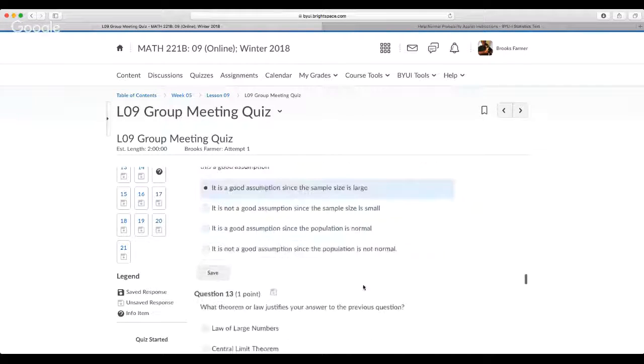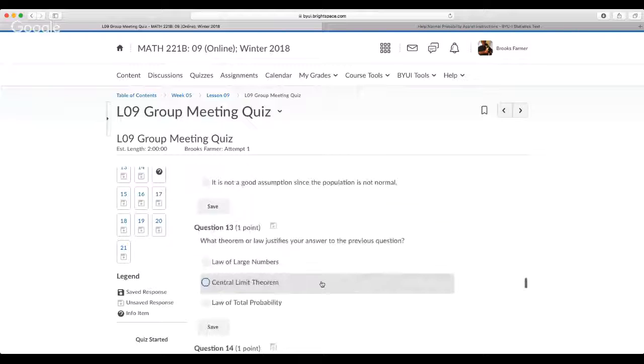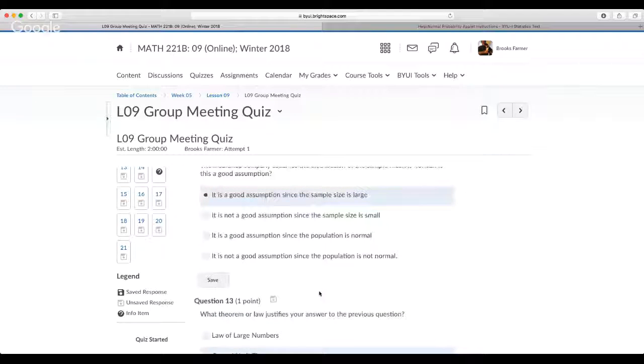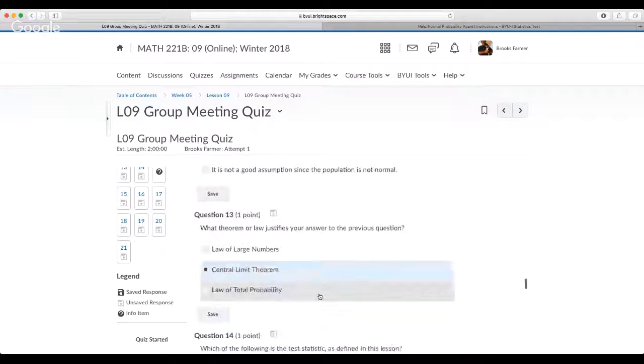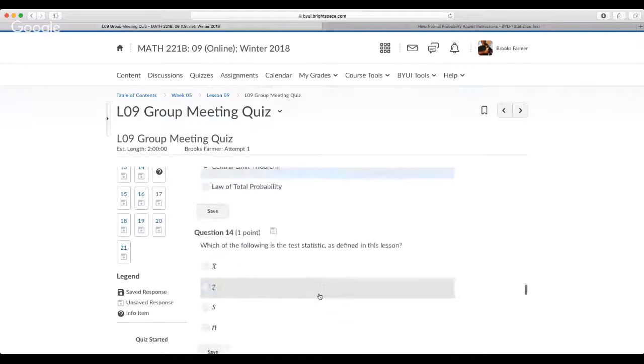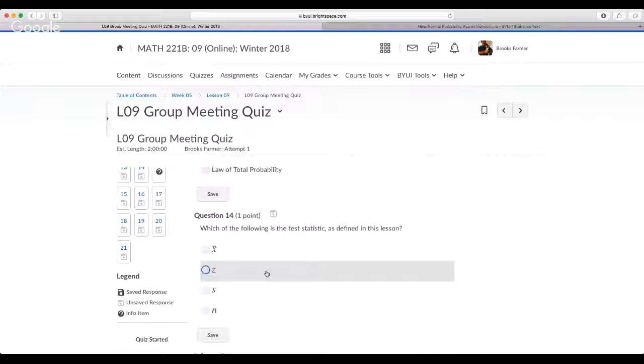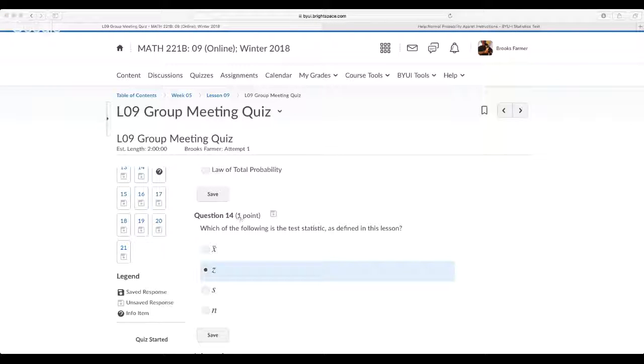That's just a previous question. And then 13. So that would be the central limit theorem, which is what proves that if your sample size is large, it's normally distributed. Okay, just checking. The following is the test statistic as defined in this lesson, and the test statistic is Z. Oh, really? Okay. Let me double check, but I have it up here. Where did it go?